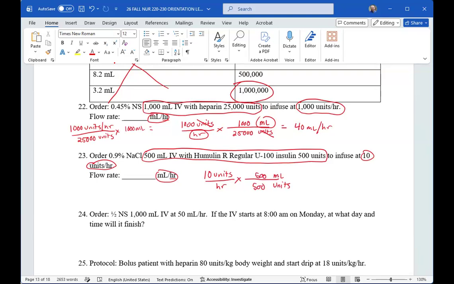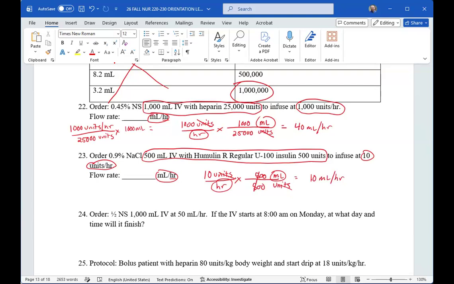In this instance, the units and the milliliters are the same, and they're coming from the IV. Because the 500 units of insulin is in the 500 milliliter bag of IV. So the 500s actually cancel out, units cancel out. We're left with mL per hour, and so we get 10 mL per hour. So it ends up being the same.